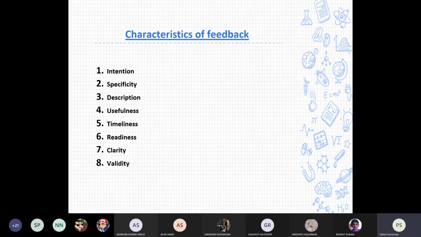Now the fourth one is usefulness. So what do we mean by usefulness? Suppose you work in an organization which is facing a shortage of staff. There are not too many people working there due to some layoffs or strikes. There are very few people who are working there.